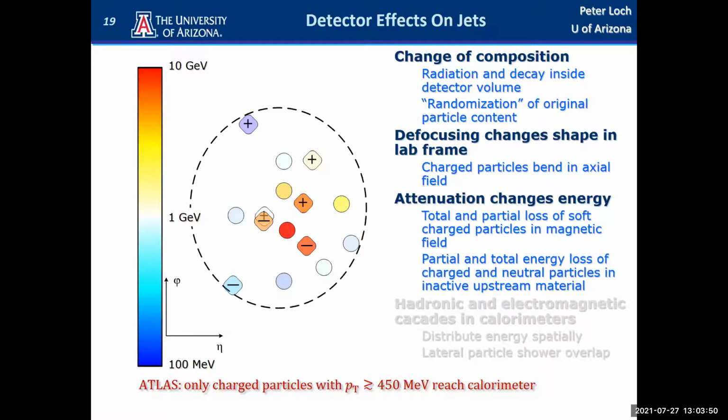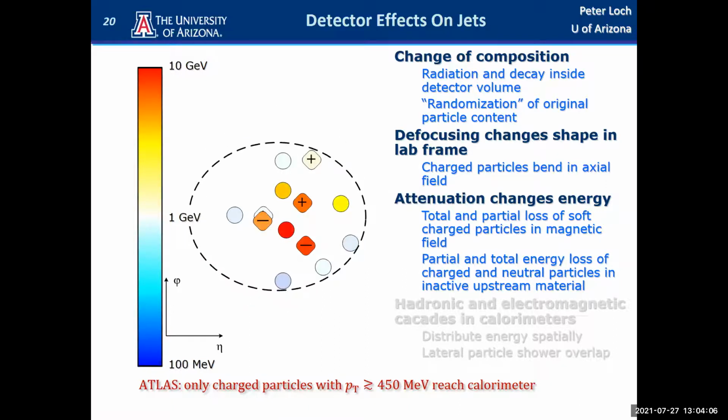This is just experience, because unfortunately the dead material in front of our detector is not that little. It's quite a bit, and a lot of particles get stuck there. So let's assume we lost a few. So our circle becomes a little more oval.